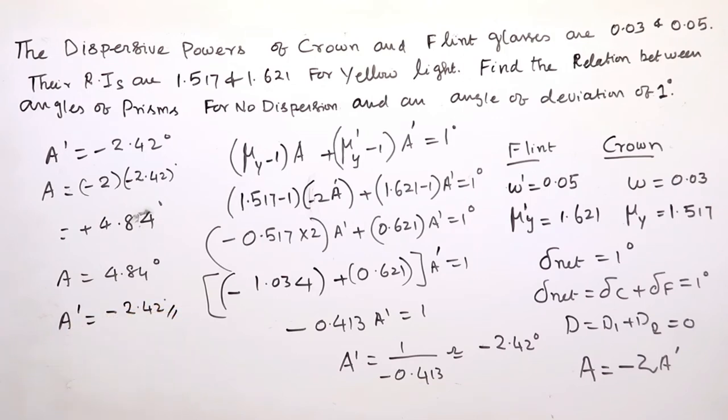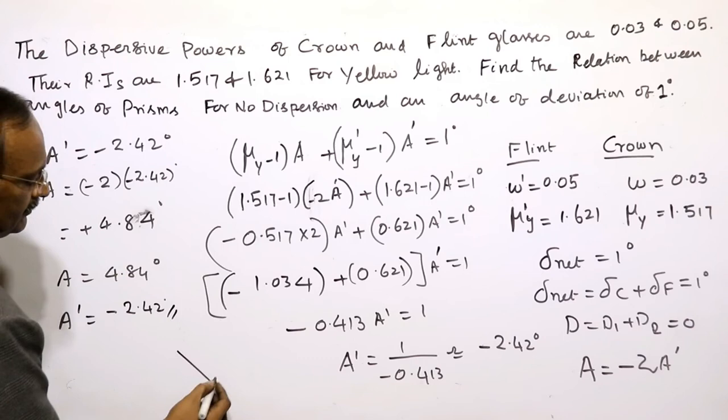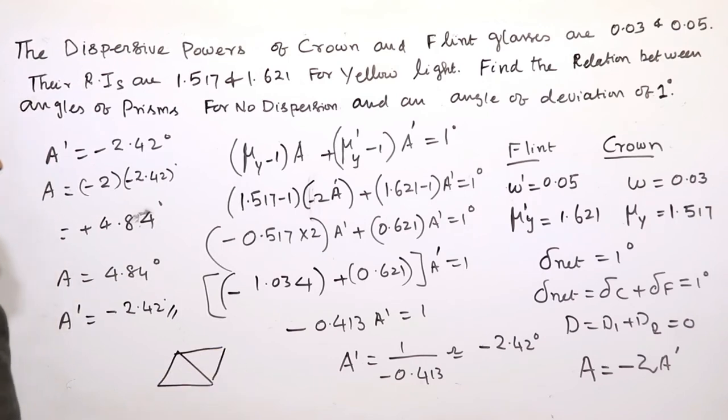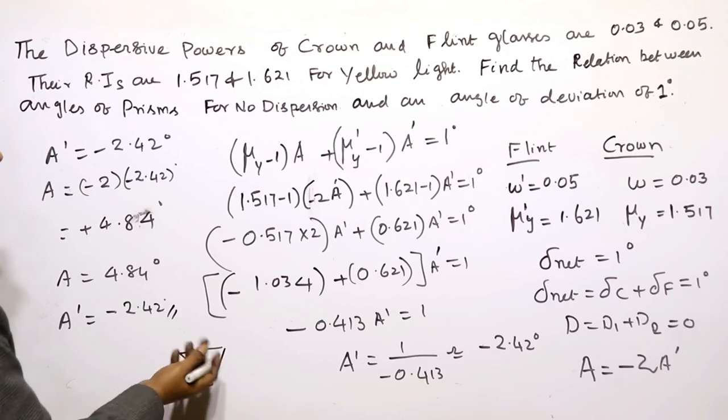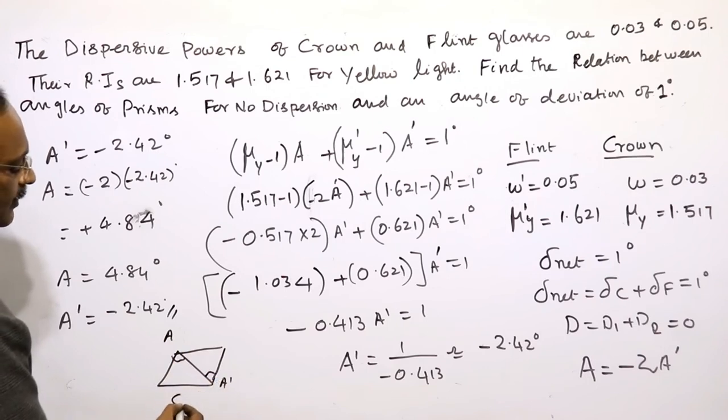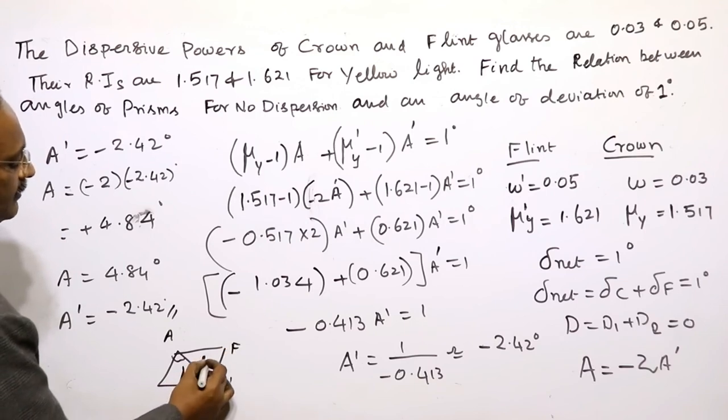The negative sign means that the crown and flint prisms should be kept with their angles inverted, oppositely. The angles should be oppositely directed. This is for crown, this is for flint, and this is mu1, this is mu2.